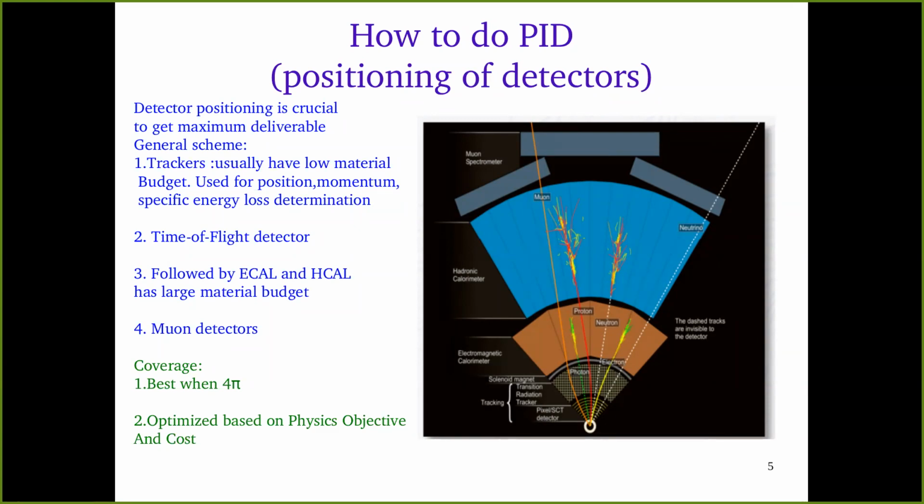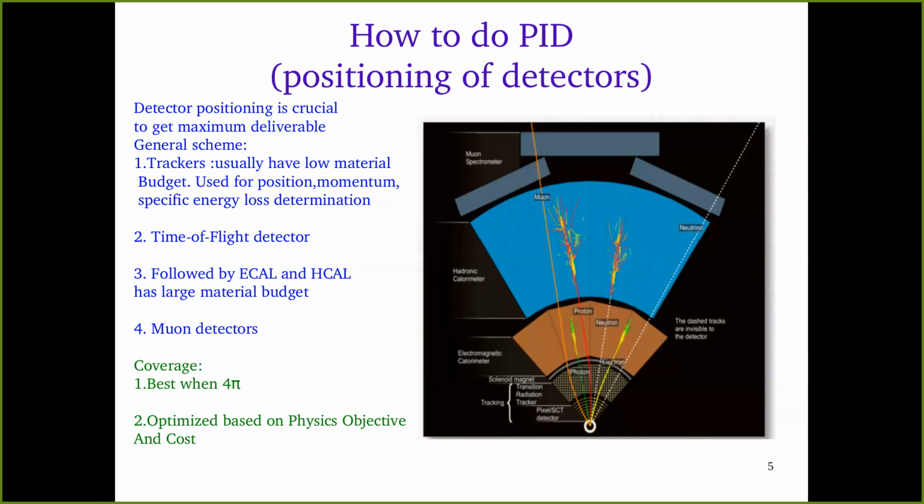And then come the calorimeters, which have a high material budget. There is also a kind of ordering for the calorimeters. Generally, the electromagnetic calorimeters are placed first, and then the hadronic calorimeter. And almost at the end, you place the muon detectors, because muons interact very weakly and just pass through, so you can leave them until the end, and then you do the detection of the muons.